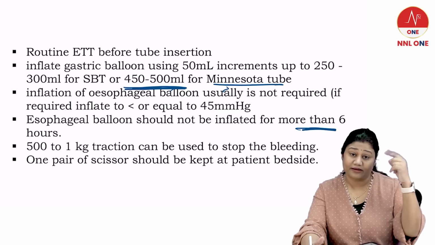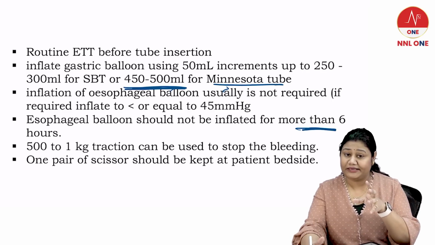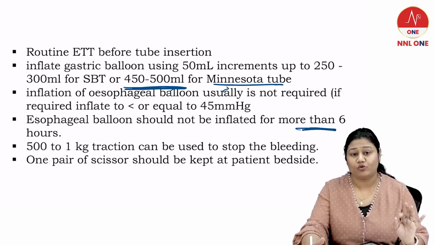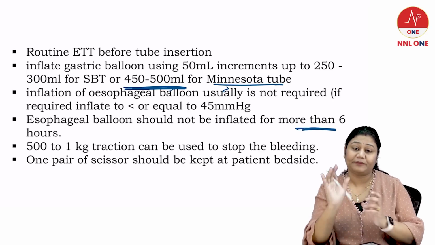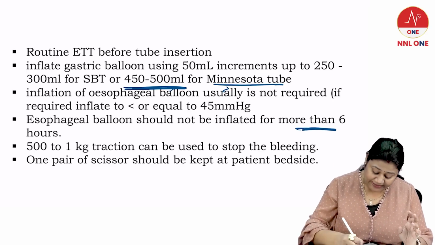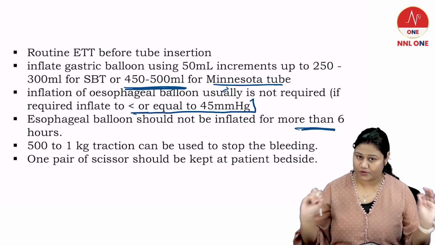I'm sure you remember our endotracheal tube class. So we have a cuff manometer. You can simply use a cuff manometer to inflate the esophageal balloon, and the pressure should be equal to or less than 45 millimeter of mercury. That's it, our work is done.